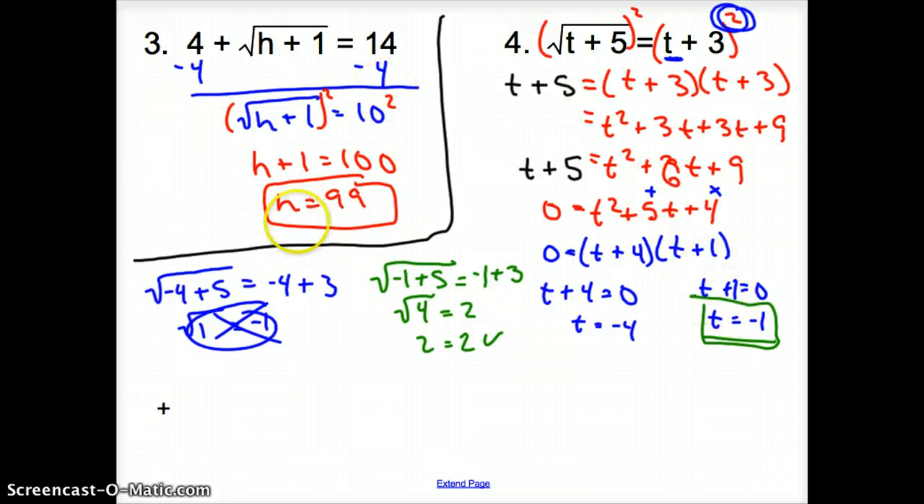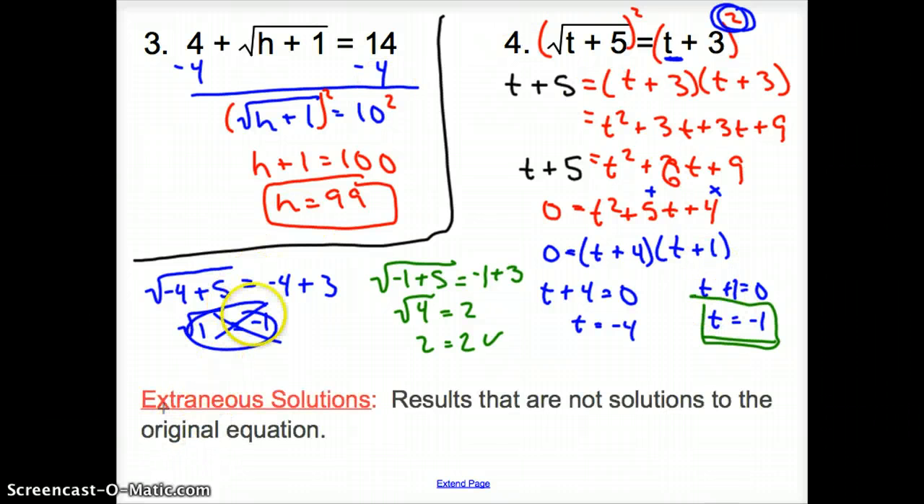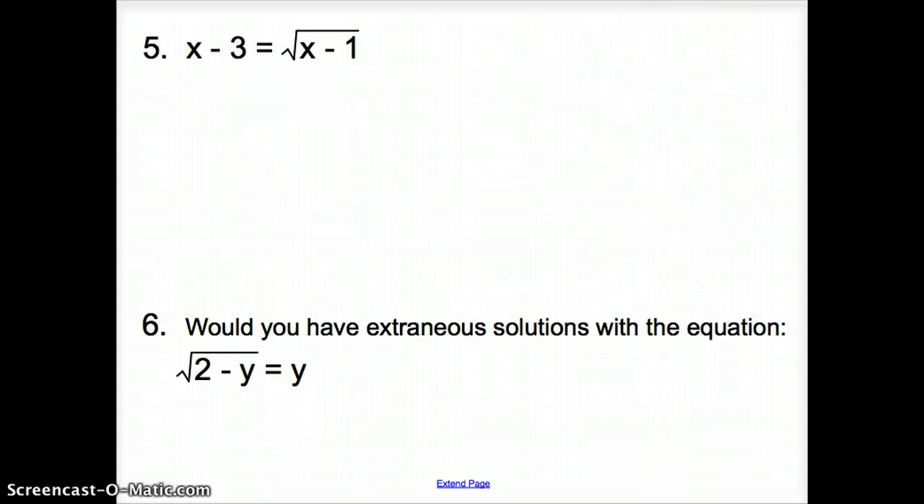Now there's a special word for what we just went through. It's called extraneous solutions. An extraneous solution is a result that is not a solution to the original equation. So since how we got this t equals negative 4, it was an extraneous solution, so therefore that is not a solution, but t equals negative 1 is a solution. Let's try one more problem like that just to make sure we have it down.